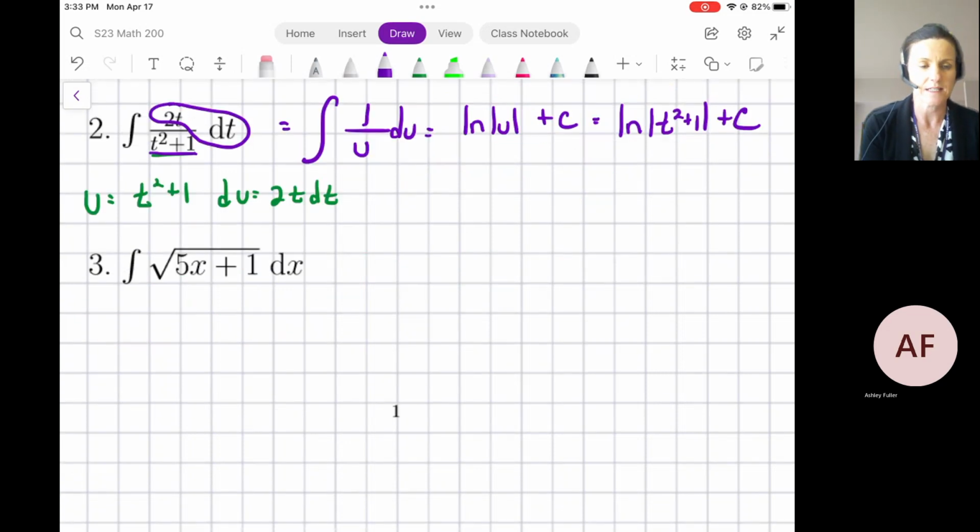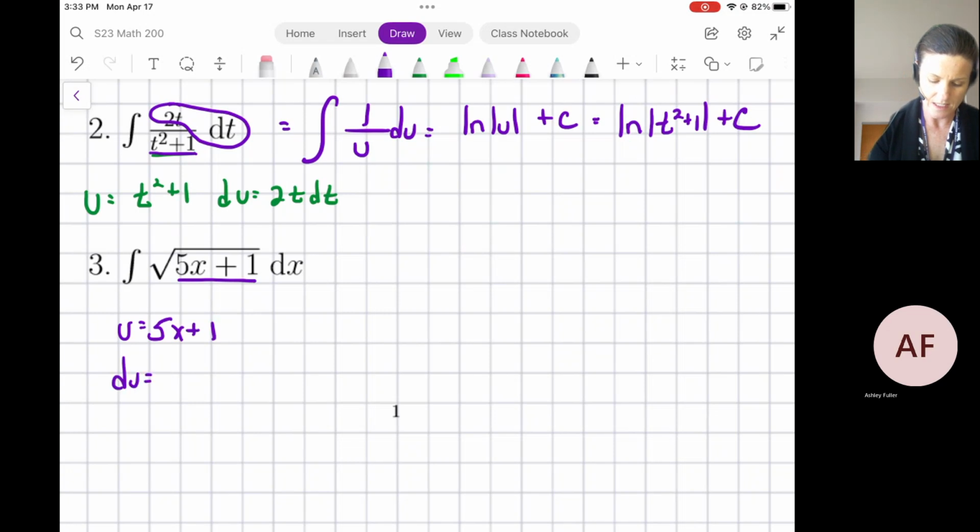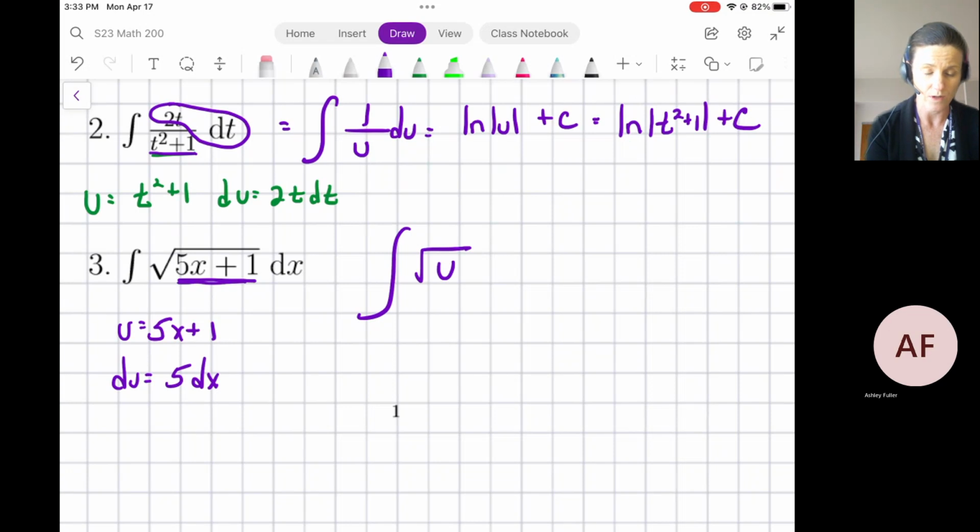The same process applies here, and you notice there's not a second function. Let's then take this to be our u value, 5x plus 1, and so du is simply 5 dx. We have then the integral of the square root of u, but we don't have du. We're missing a 5. We can simply multiply by 5 and then divide out front by 5, or multiply by 1/5, leaving us with 1/5 square root of u du.